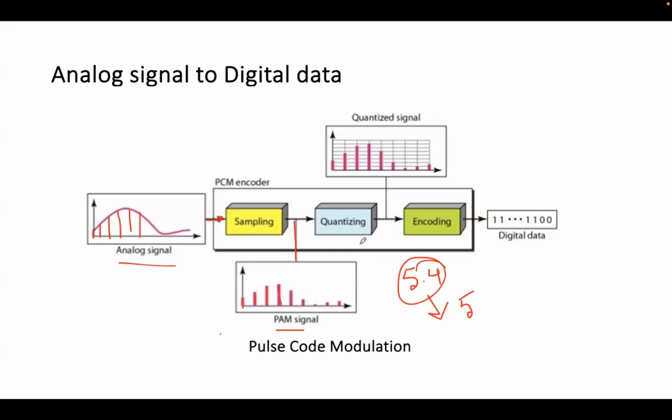This step turns the continuous sample values into discrete steps. So after this, the signal will be something like this. We'll get the same signal, but when we get 5.4, that will be rounded off to 5 only. And the last step is encoding, where each quantized level is given a binary code. So these are the quantized levels. For every quantized level, a binary code like 1, 0, 1, and so on. So some kind of binary code will be given.